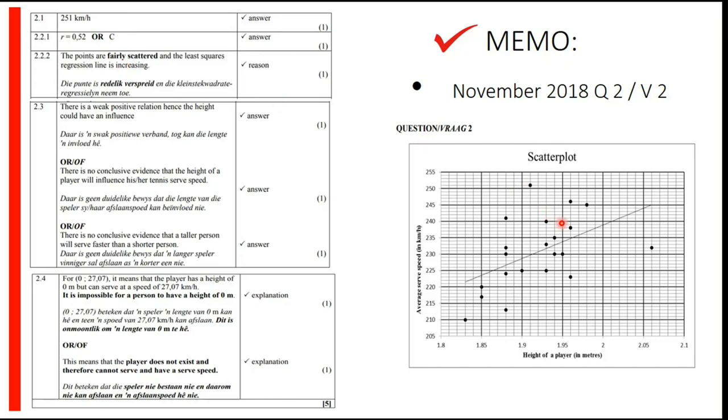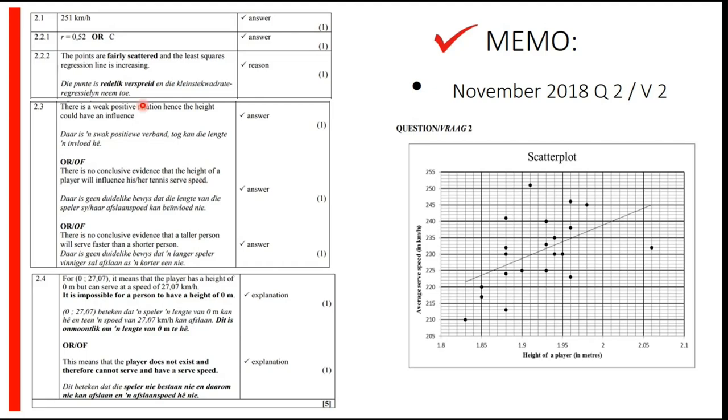If you look at this one, it's not possible to say that the taller a person is, the faster they serve. Because you can look at this person that's not so tall as all the others, but serving quite fast. And then you have another person there serving very fast. And then you have a very tall guy there serving not so fast. So there's no conclusive evidence that how tall you are influences how fast you serve. No conclusive evidence. You can see it from the graph.